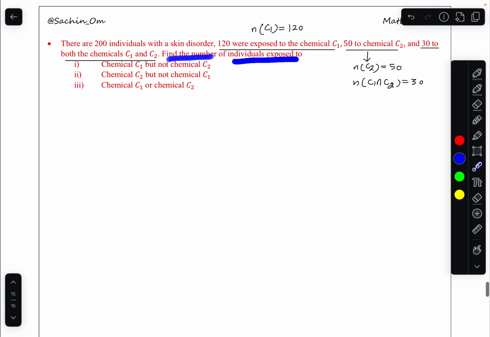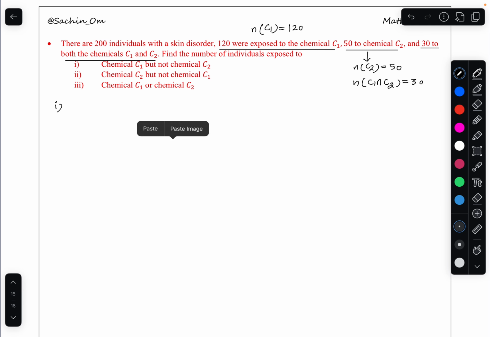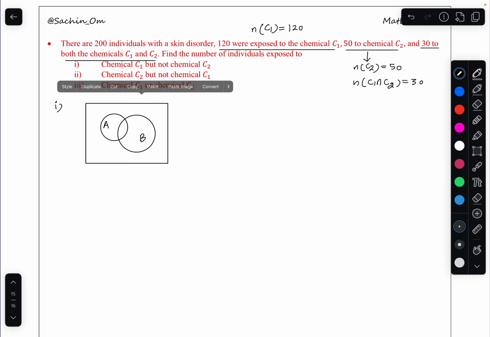Find the number of individuals who were exposed to chemical C1 but not C2. Second one, chemical C2 but not C1. Third one, any of the two. So we'll talk about the first one. The Venn diagram would be C1 here, C2 here.